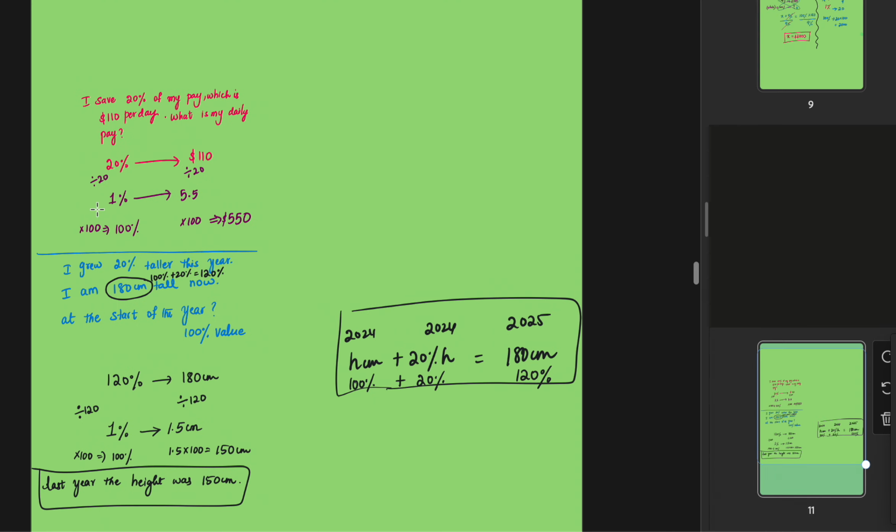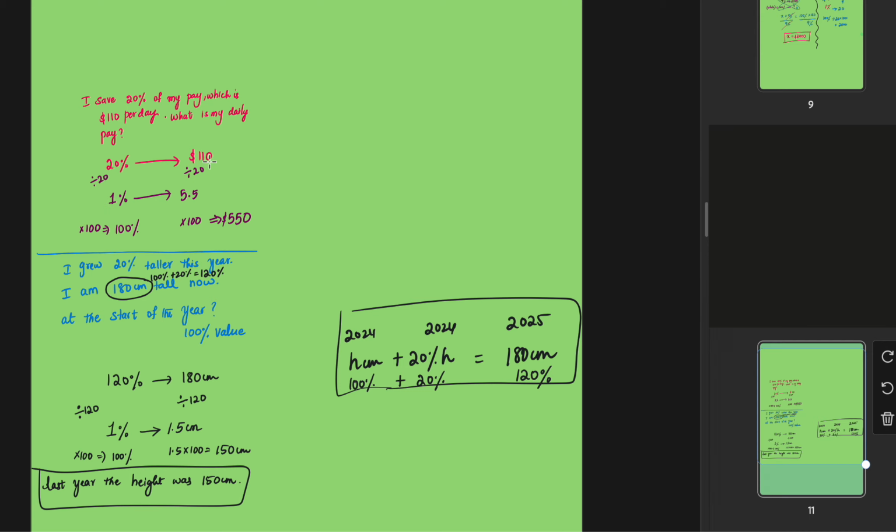So I save 20% of my pay, which is $110 per day. What is my daily pay? So 20% of a value is $110. I want to get to 1% and then to 100%. So that's my steps. If I want to get to 1%, all I have to do is divide by 20. So you've got to divide on both sides, isn't it?